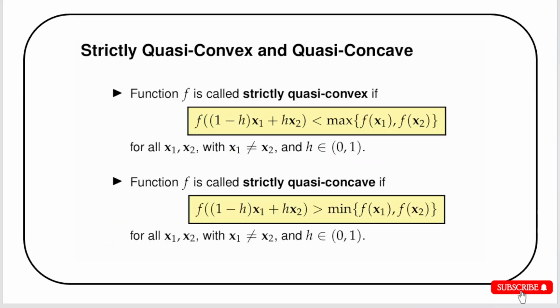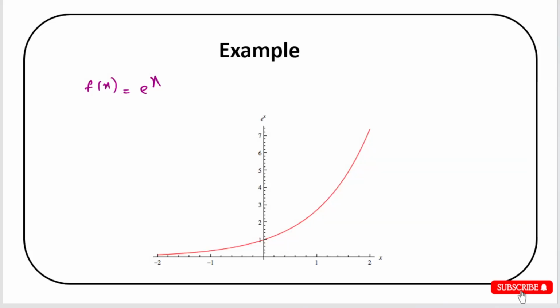Okay. And for strict convexity, strict quasi convexity, and concavity, you have the strict inequalities here. The condition is the same. And finally, we will wrap up using two examples. So this is the exponential function. We have previously proved that this is a strictly convex function. So by definition, we know that this is also a quasi convex function.